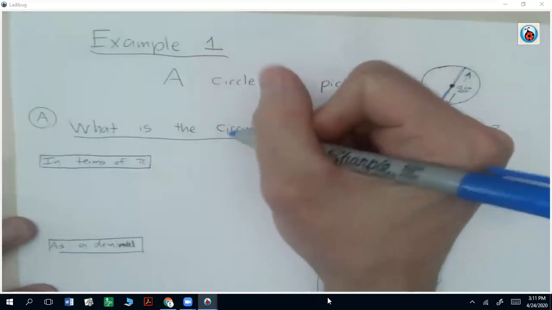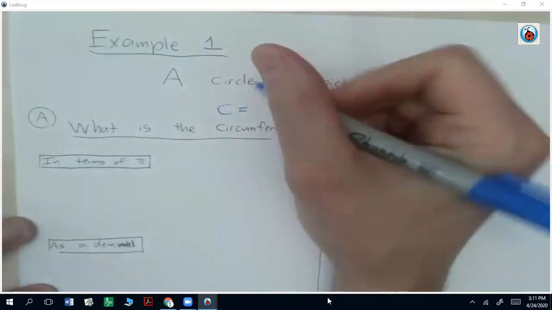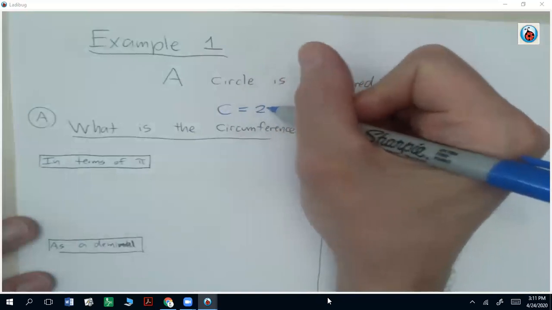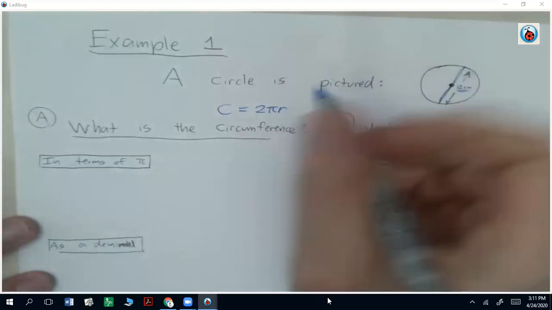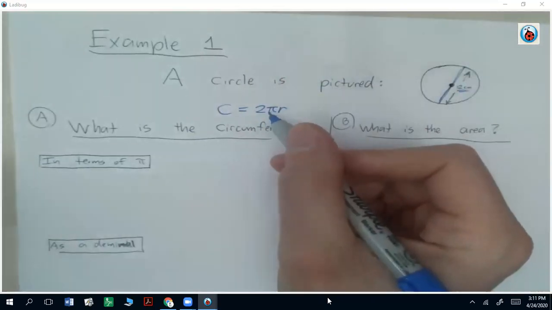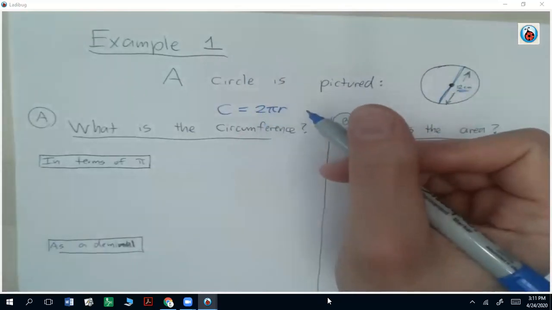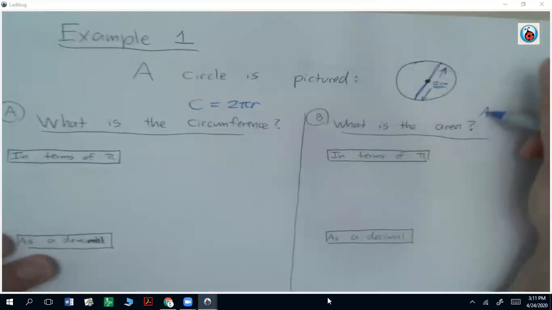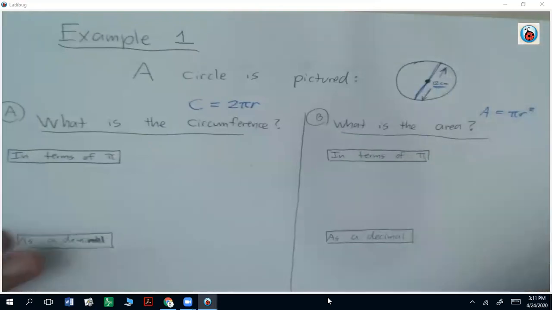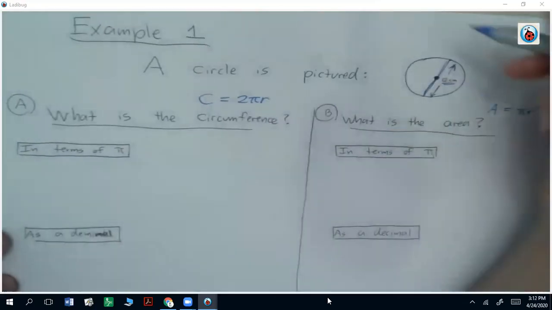The circumference formula, which we just call C, typically we can just write 2 pi r. And that stands for 2 times pi, which is approximately 3.14, times the radius. And the area formula is pi r squared, so pi times the radius squared. So let's start with the circumference first.